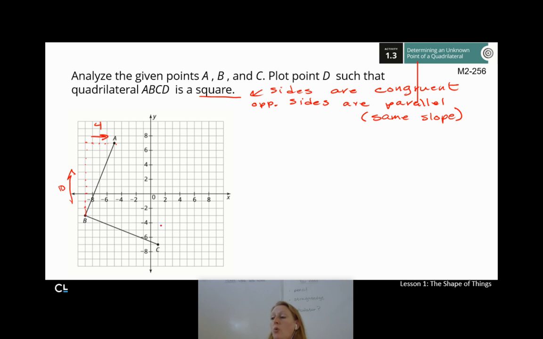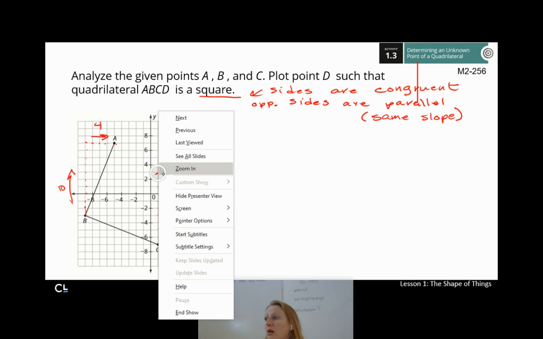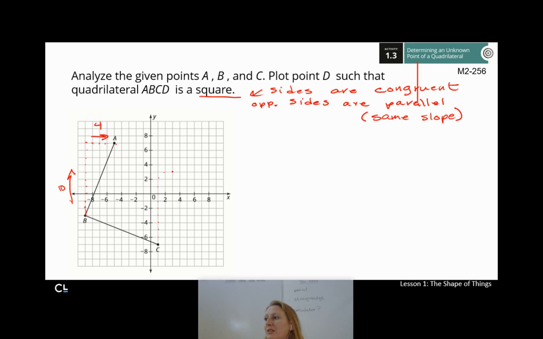So I know that side CD should match side BA, right? These should be the same. They're across from each other. So I'm just going to do the same thing for C. To get to D, I'm going to need to rise 10 and run 4. So I'm going to rise 10 from C. So 1, 2, 3, 4, 5, 6, 7, 8, 9, 10. And then I will run 4. Oopsie. 1, 2, 3, 4.